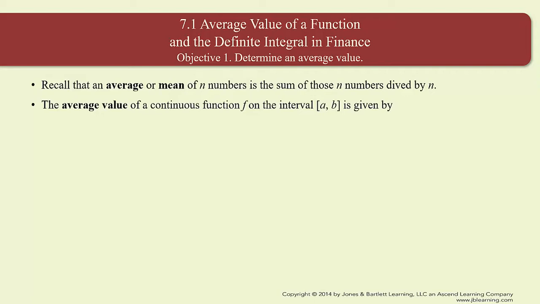Well, the average value of a continuous function f on the interval [a, b] is given by 1 over b minus a, the integral from a to b of f of x dx. So just think, when you integrate from a to b f of x dx, that's like the adding part. You're adding up everything. And then what's out front, 1 over b minus a. Well, b minus a is the length of the interval. So it's like you're dividing by the length of the interval.